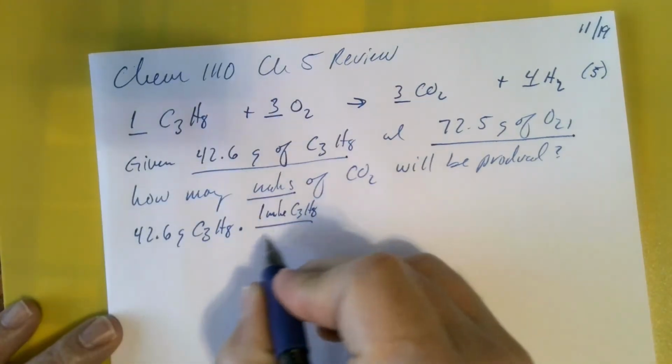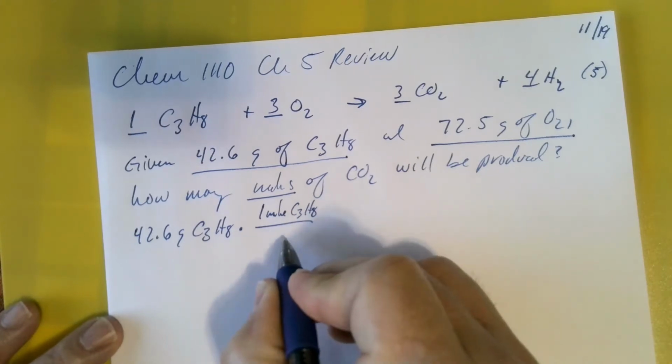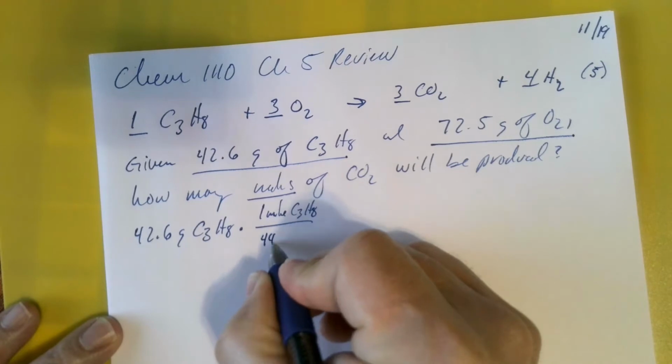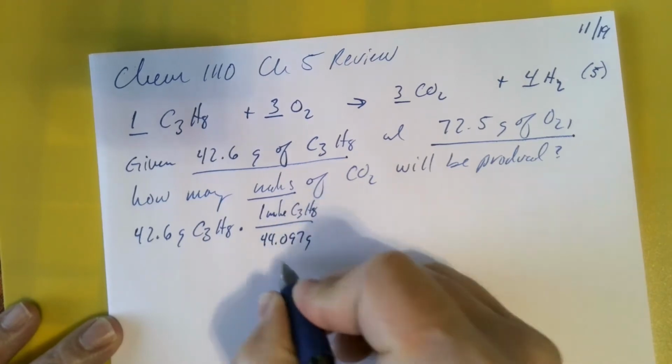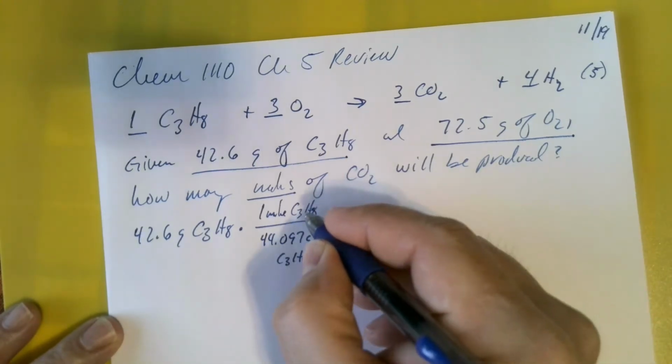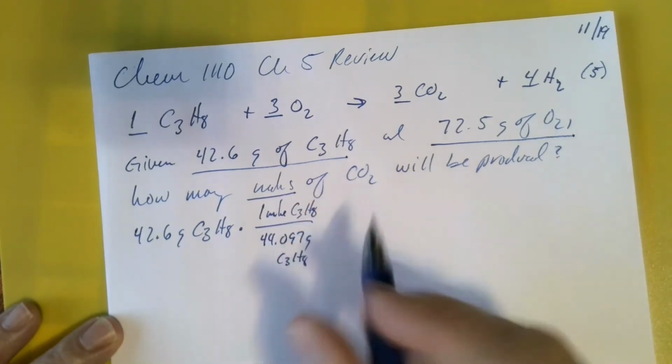So what do we got here? Anybody got this number yet? I got 44.097 grams. 44.097 grams of C3H8, right? Okay, and that's going to put me into moles of C3H8, but I want moles of CO2, so now I go to my what?